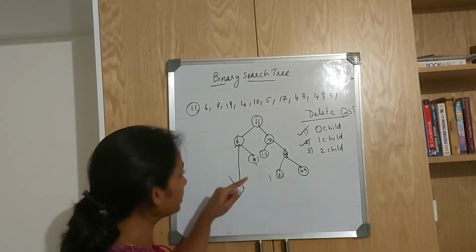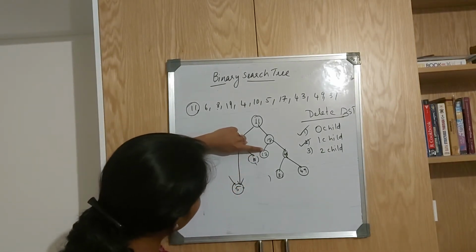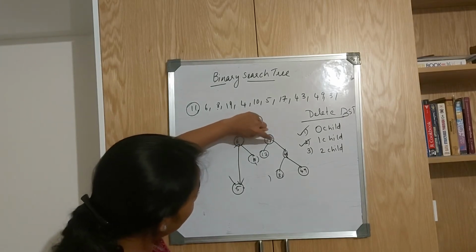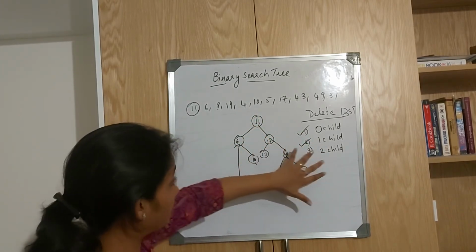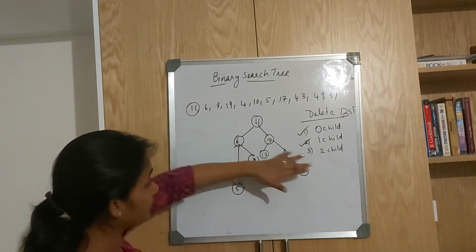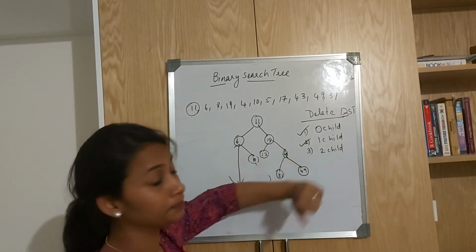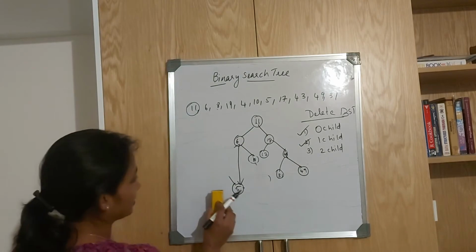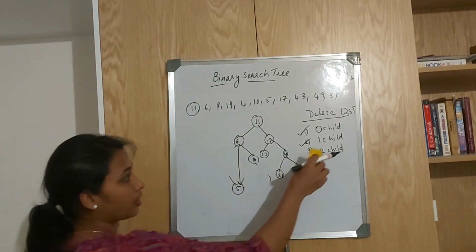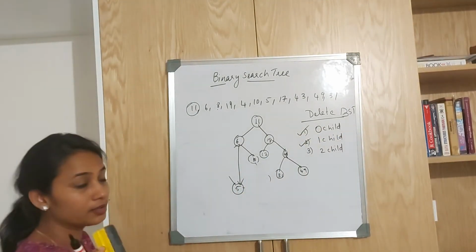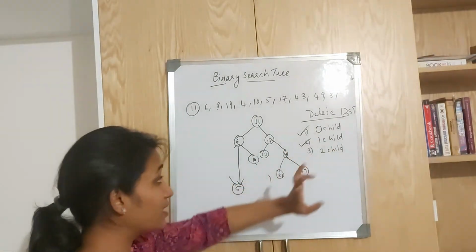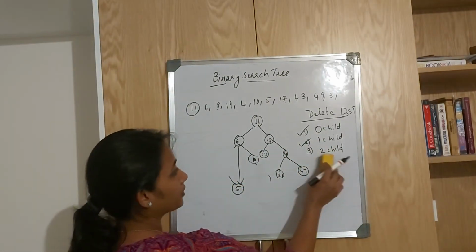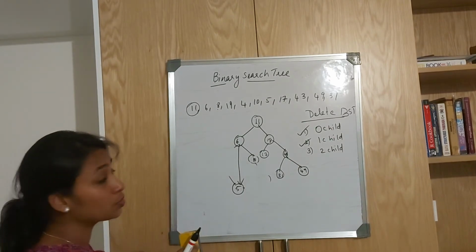See now here in this case, 19 you want to delete, but 19 is having 2 children. You cannot do anything. That's not the condition for that. There is another condition for 2 children. So now next. I hope you got how to work on one child, if you want to delete a node which has one child. Now next is what? A node which has 2 children.